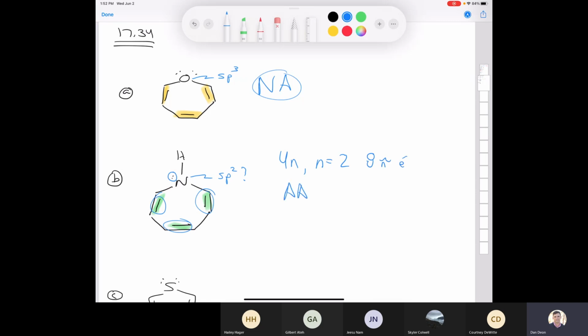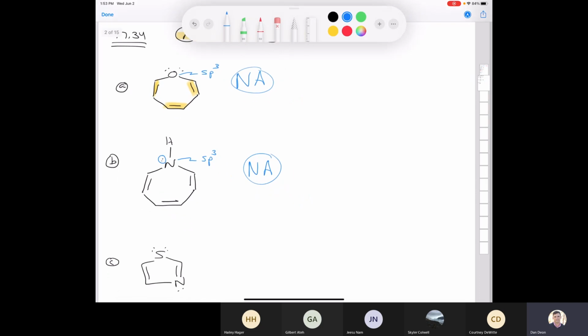But remember, this nitrogen is going to do whatever it's got to do to avoid being anti-aromatic. So what kind of hybridization do you think it's going to adopt? It's going to become what? sp3, right? If it's sp3, then we break up the continuously overlapping system of p orbitals, and we have a molecule that is non-aromatic. So we have a non-aromatic compound.